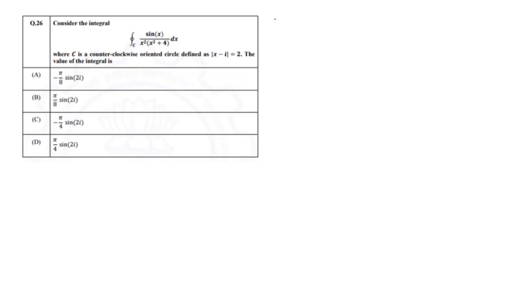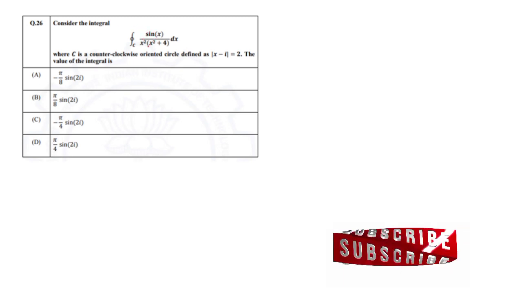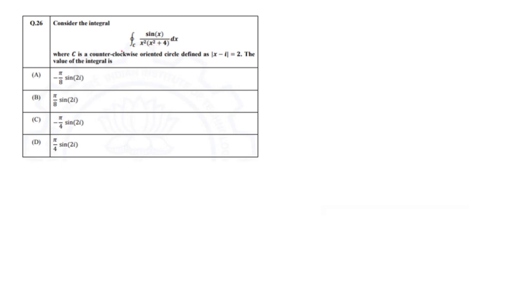Consider the integral over c of sin x by x square into x square plus 4 dx, where c is a counterclockwise oriented circle, mod x minus i equal to 2, then the value of the integral is. So the given integral I rewrite as sin x by x square, and this will be x plus 2i into x minus 2i.